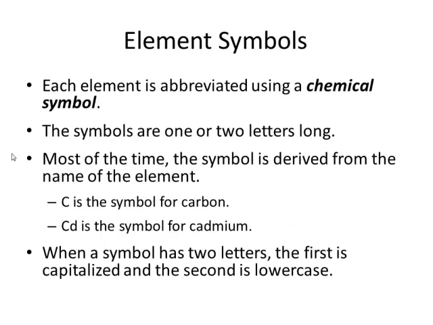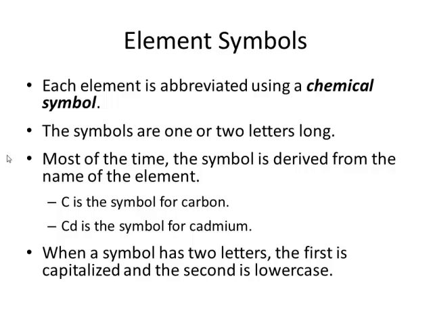Now let's look at the symbols. Each element is abbreviated using a chemical symbol. The symbols are 1 or 2 letters long. They're never more than 2 letters, and many of them are 1. I gave you a periodic table that you can look at while we're talking. I think that's a great periodic table to look at while we're discussing this.